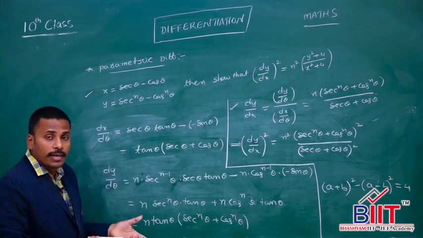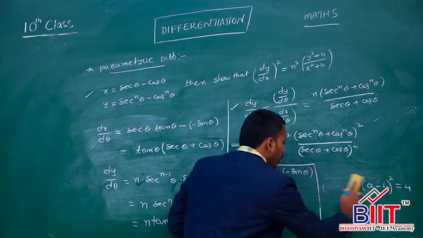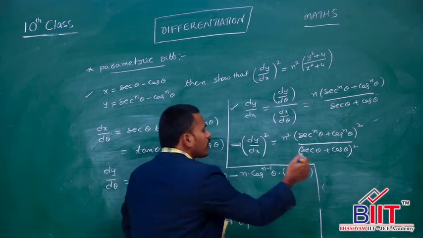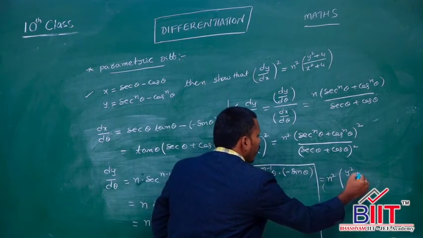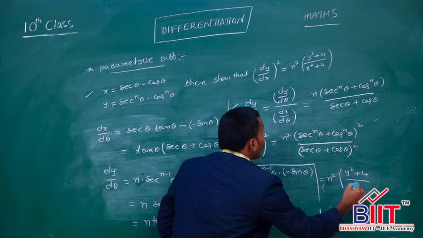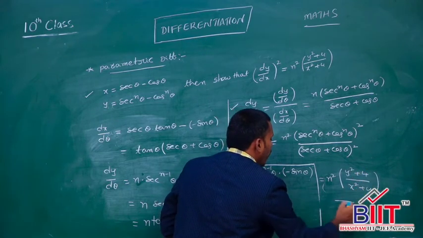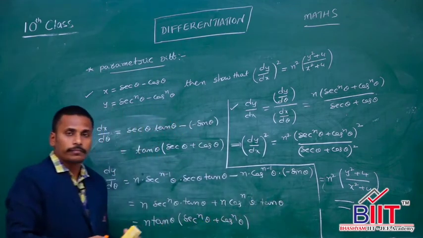We need to apply same logic for numerator again. With that simple logic, this is directly n square into, the numerator is y square plus 4 whereas the denominator is x square plus 4, and hence the proof is clear.